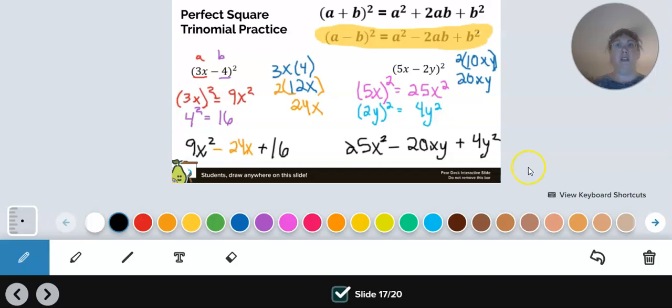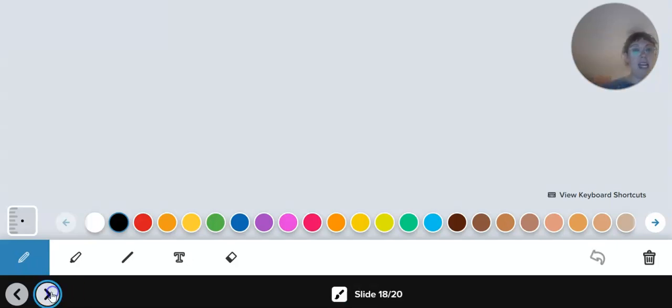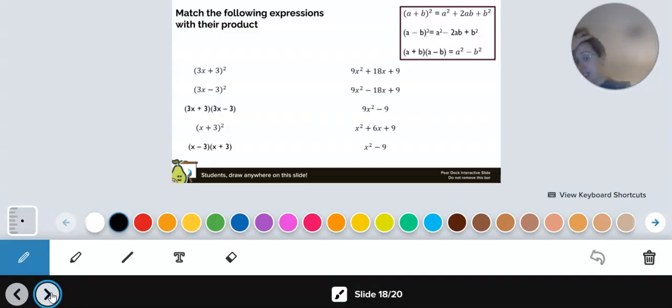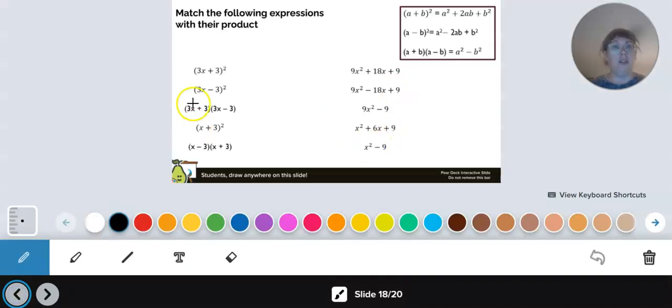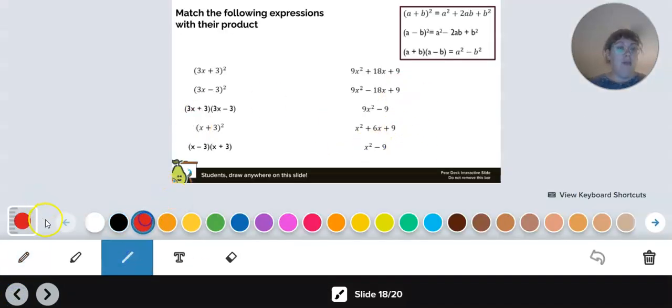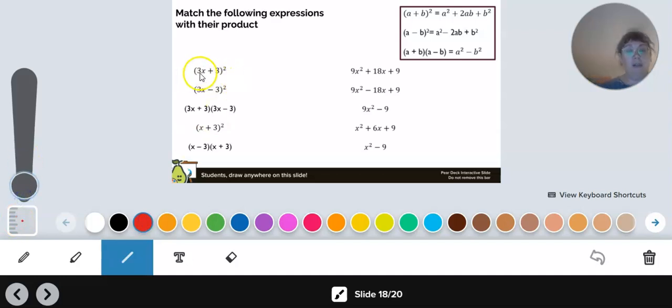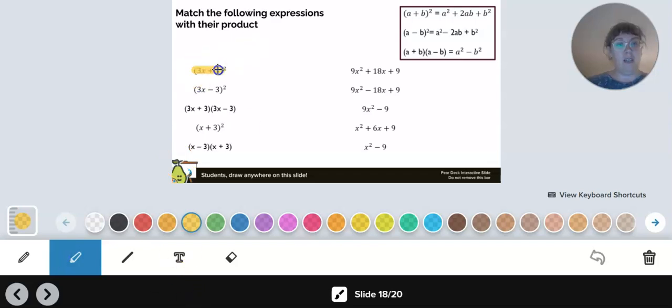Beautiful. Once you have all that down, push ahead to slide 18. Now slide 18 and 19 is matching. We're going to look at 18 together, and then I want you to do slide 19 on your own. So for slide 18, we'll start this together. We have 3x plus 3 squared. So this is looking, right, like one of these.